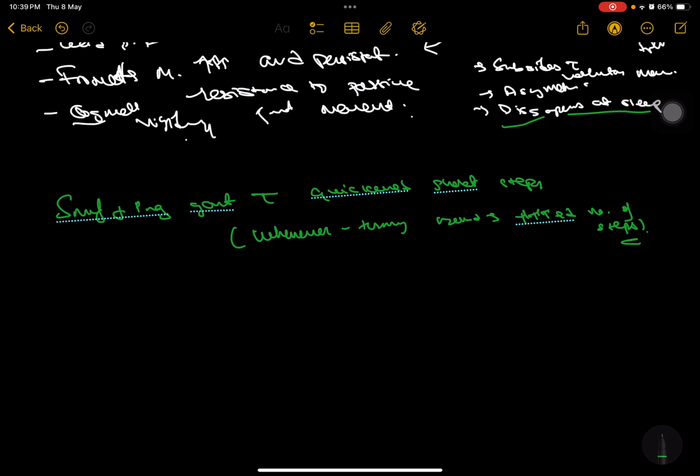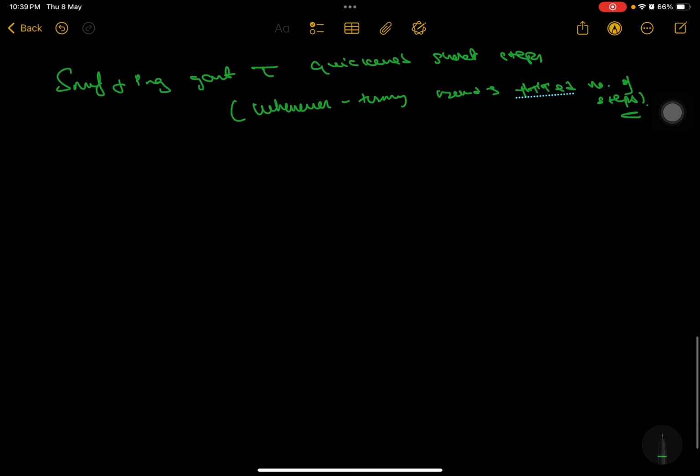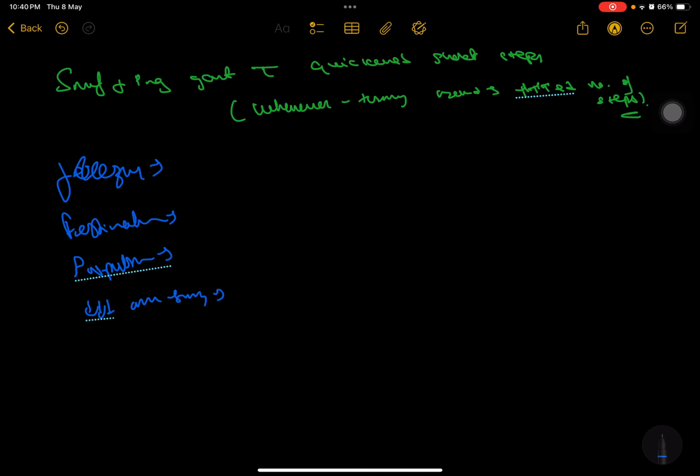Now, in Parkinson's gait, there is freezing, festination, propulsion, and decreased arm swing. What does this mean? Please understand. Freezing means inability to start or continue the movement, so the person is not able to start the movement. Festination means small, increasingly quick steps. Please write it down.